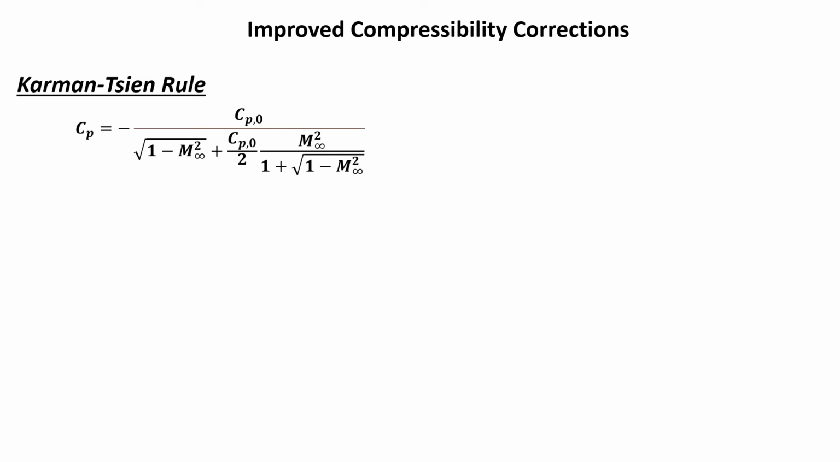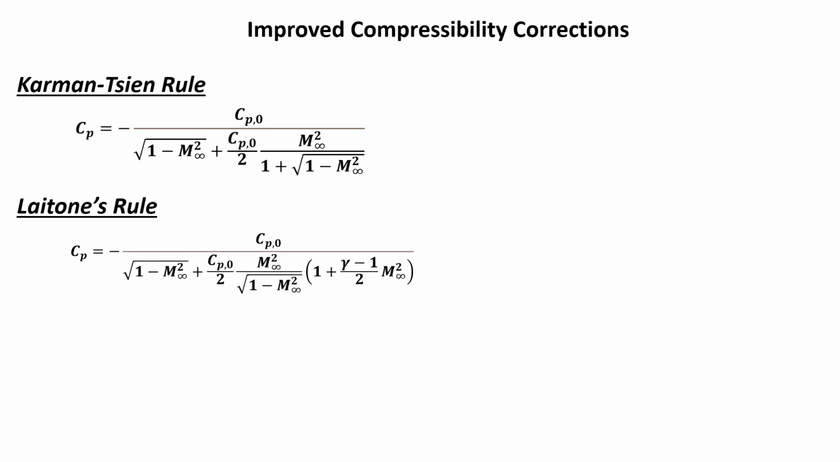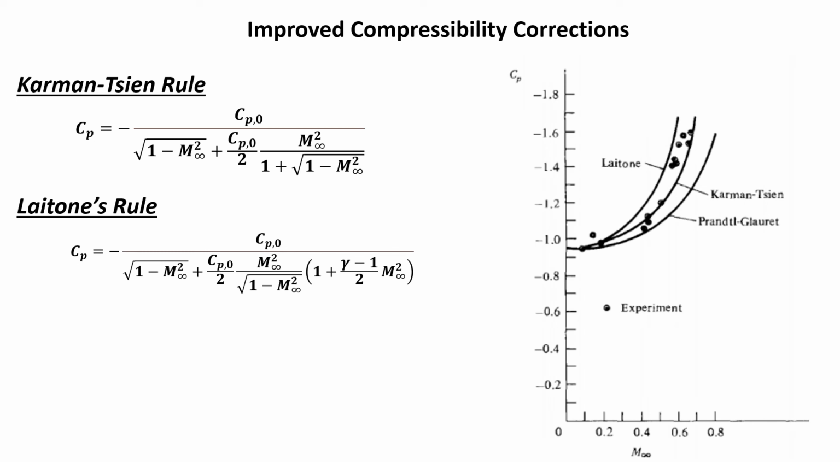Okay, so apart from the Prandtl-Glauert correction, we also have the Karman-Tsien correction or Karman-Tsien rule, which is slightly more complicated than the Prandtl-Glauert correction. And we also have even more complicated ones, which is Laitone's rule. Okay, so these are the two we call improved compressibility corrections. And actually, this curve is interesting.